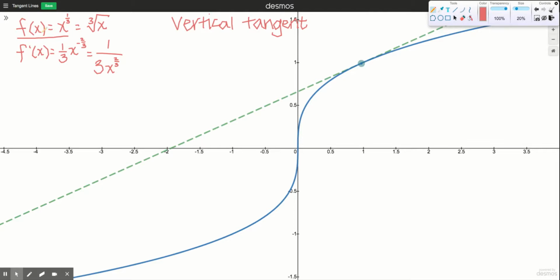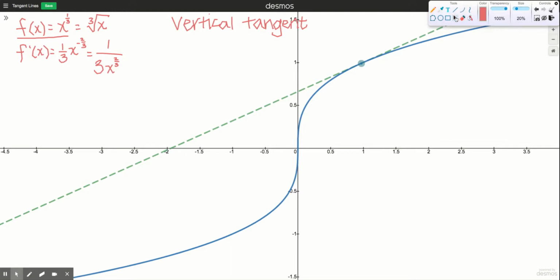Okay, so this function, f of x equals the cube root of x, this function exists everywhere. So this is the blue curve here. And this always exists. There's never a problem. We can always find the value. It's continuous on the whole domain.